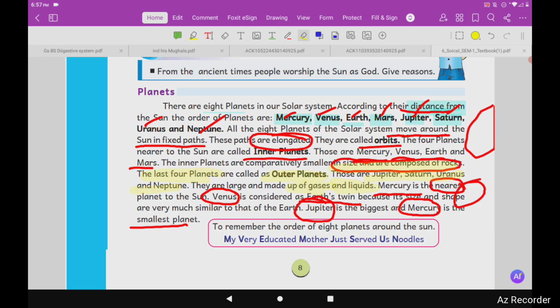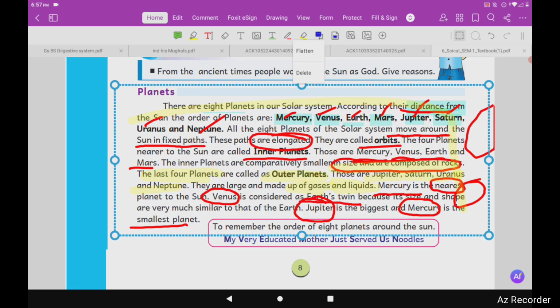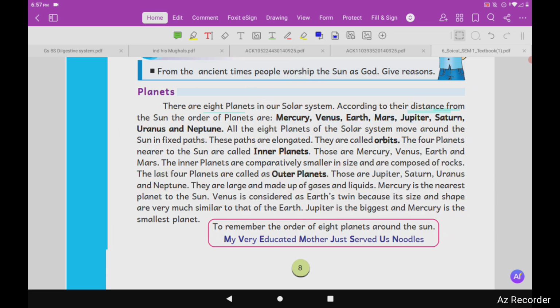So, as we just discussed, Mercury is the nearest and Venus is considered the Earth's twin, because the size and shape of Venus is same as or similar to that of Earth.